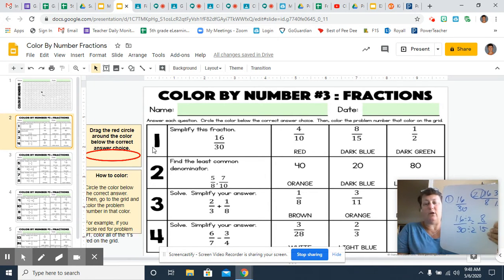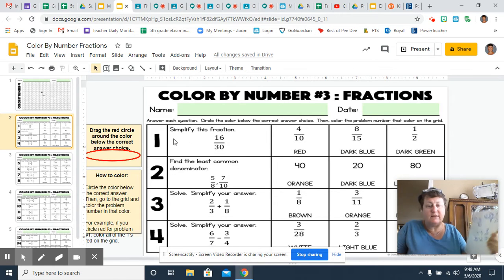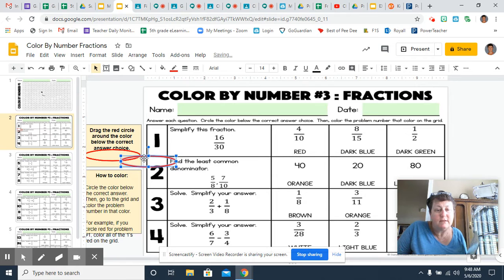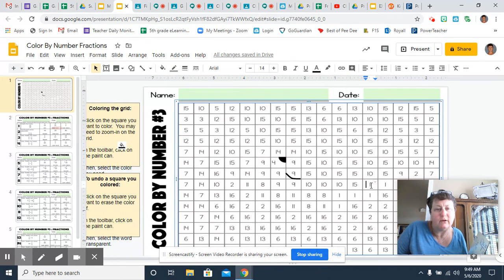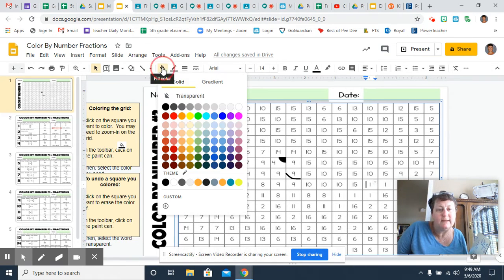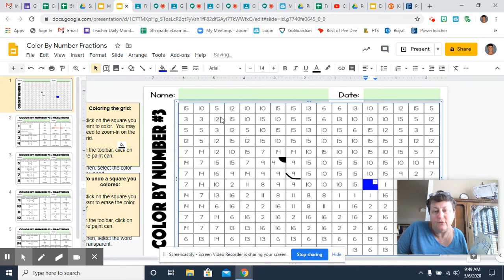Now you should have all that written down. Pause it if you don't have it, because you need that for number 1. Do I see 8/15ths? I do. So I'm going to drag the circle and circle dark blue. So all my ones I'm going to fill with dark blue. So here's a 1 right there. So you go up to the little bucket and you fill it with dark blue.